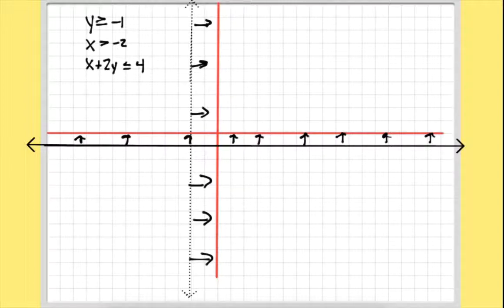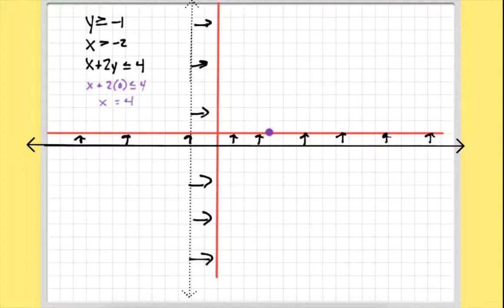So now let's throw in the third line. Now the third line is in standard form, so we might want to use our intercepts to graph. So we find our x-intercept by plugging in 0 for y. We get x is 4. Now I just wrote equal to because that's our intercept, not part of the inequality itself necessarily. So that's where we're going to put our x-intercept right there.